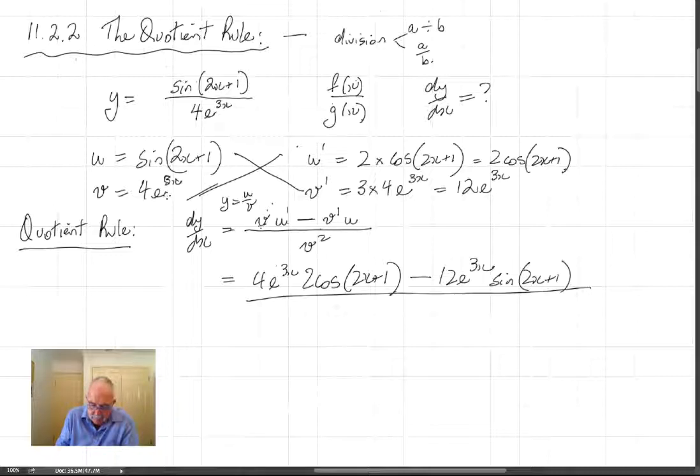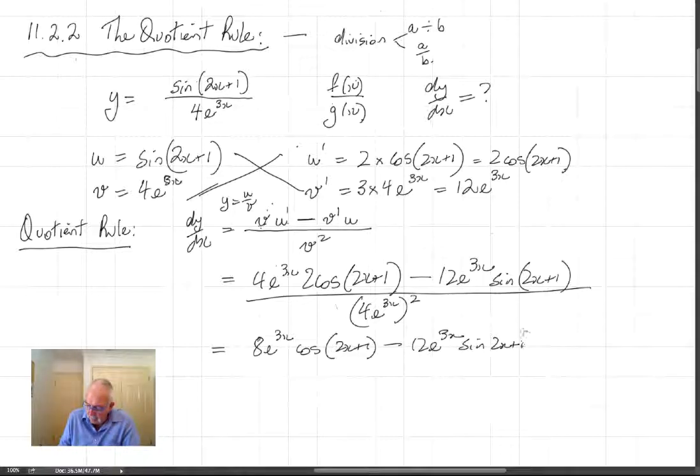Now what is V? V is 4e to the 3x. All of that is squared. So a little bit of simplification to go on here. All right, let's take it step by step. We can combine that 2 with that 4. 2 times 4 is 8e to the 3x cos 2x plus 1 minus 12e to the 3x sine 2x plus 1 all over.